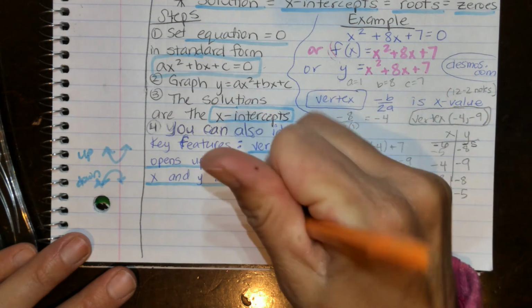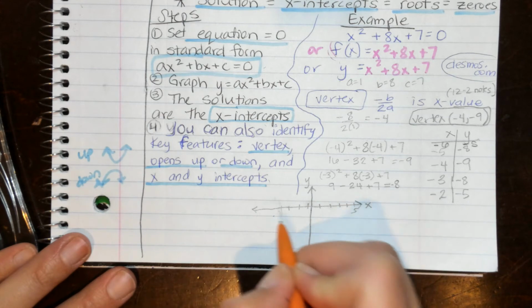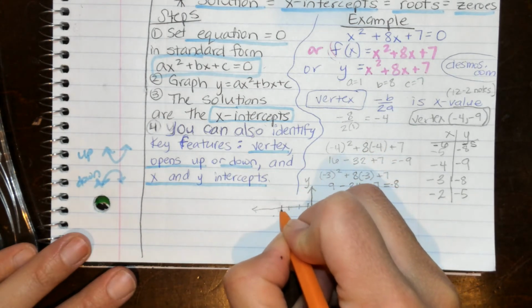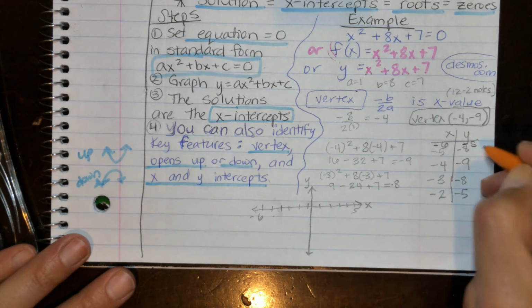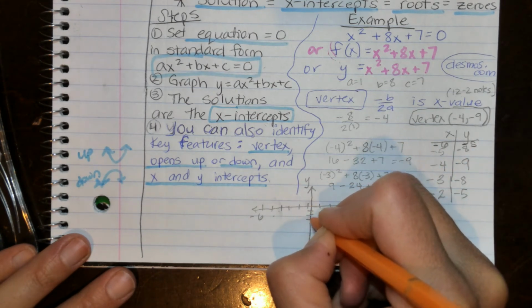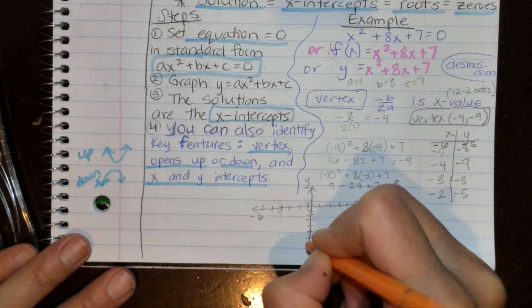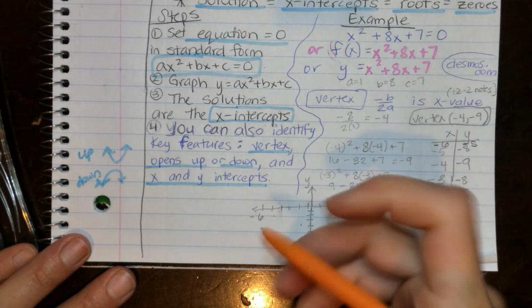Oh, I went the wrong way. Got to go a little more this way. Oh, this is horrible, I'm sorry. 1, 2, 3, 4, 5, 6. And I got to go down to -9. 1, 2, 3, 4, 5, 6, 7, 8. So I just try to evenly space them as much as possible.